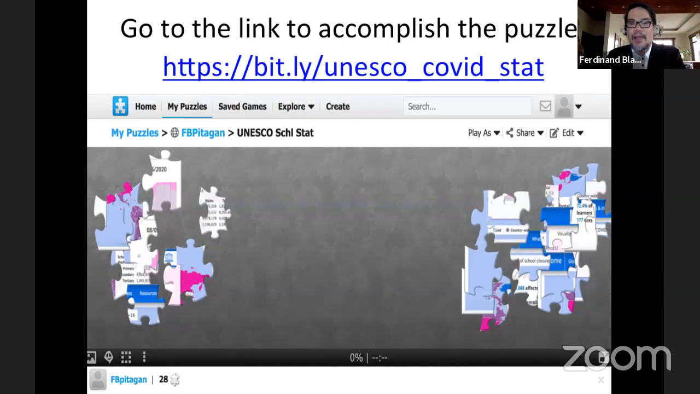Finish. Nako, error 404. Pakitingnan yung, oh, why? Hala, nag-error yata yung puzzle. May underscore yan, ha? UNESCO underscore COVID underscore stat. Okay?